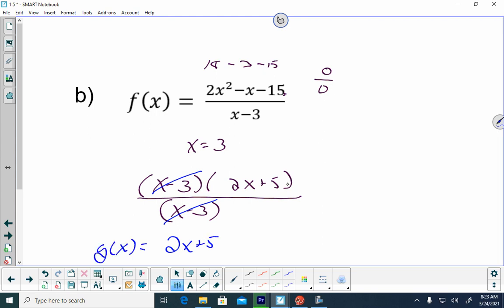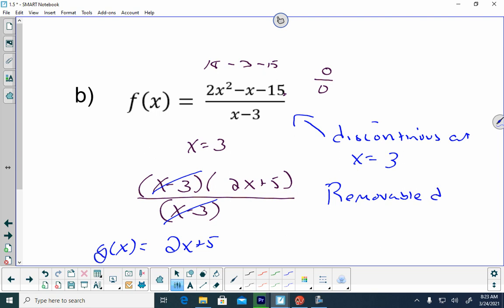So remember, f of x and g of x are the exact same graphs. The only place they differ is when x is equal to 3. So this graph is discontinuous at x is equal to 3. It is a removable discontinuity. I can't spell today. And since the only place that was discontinuous is removable, there are no vertical asymptotes.